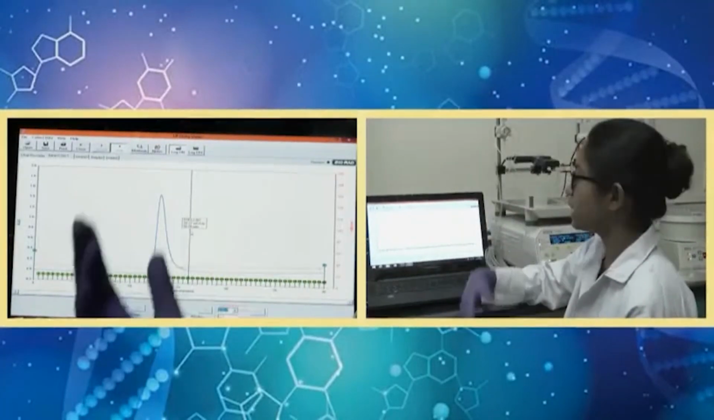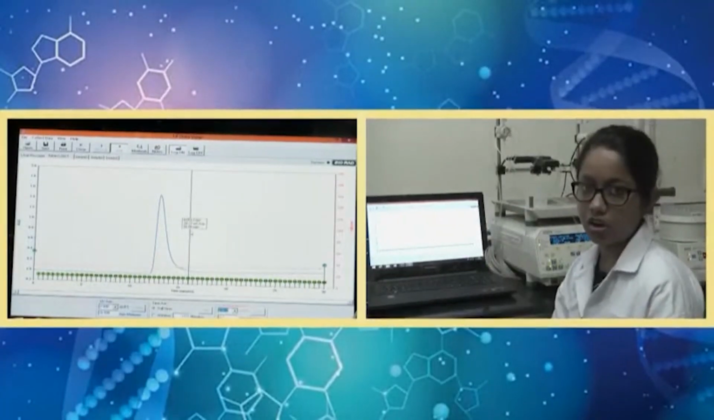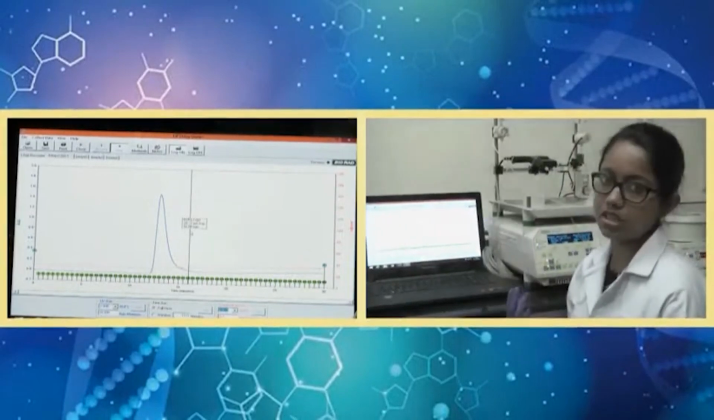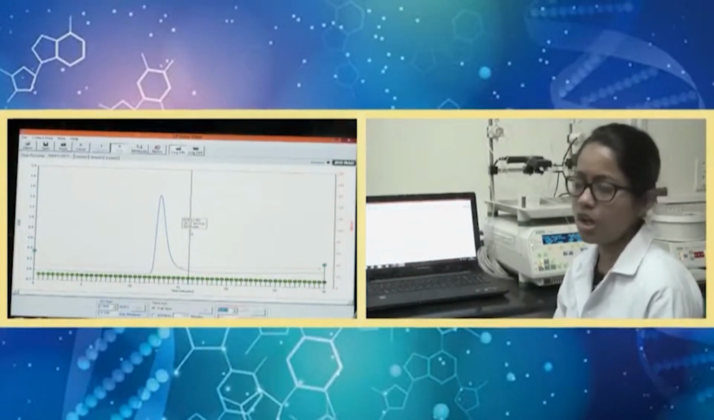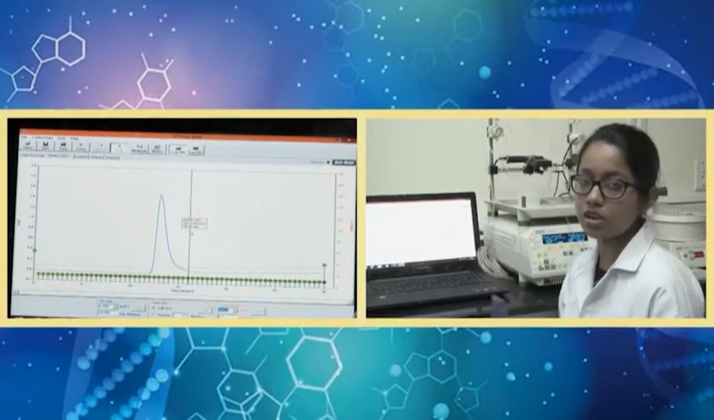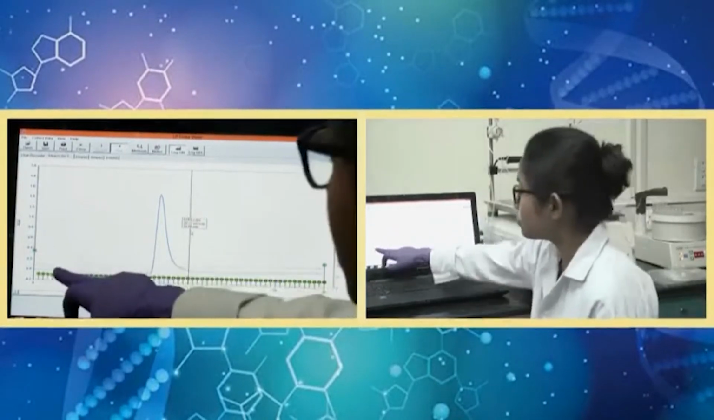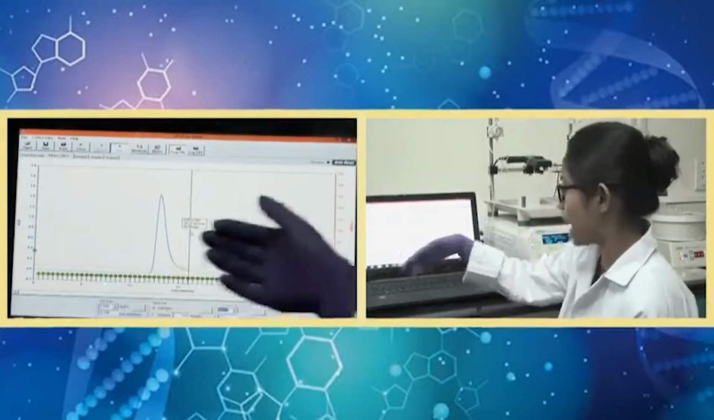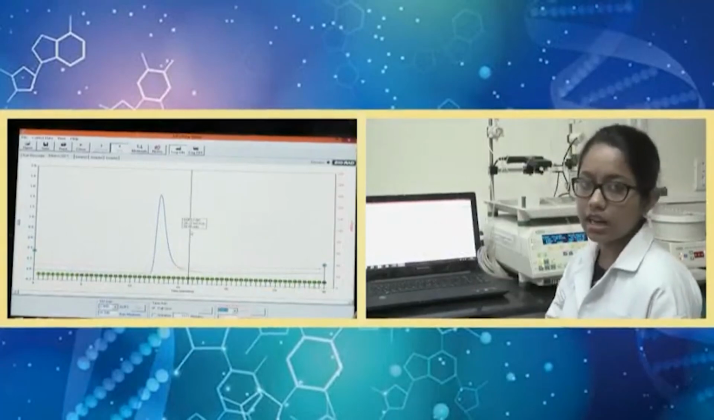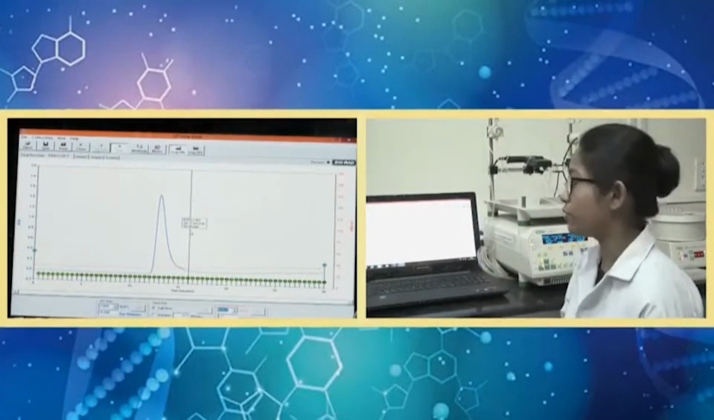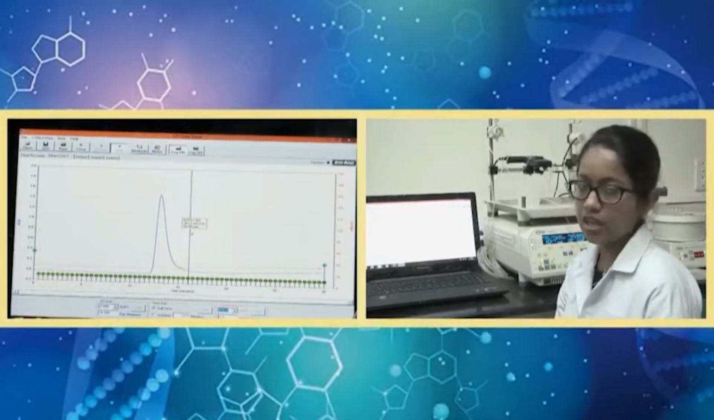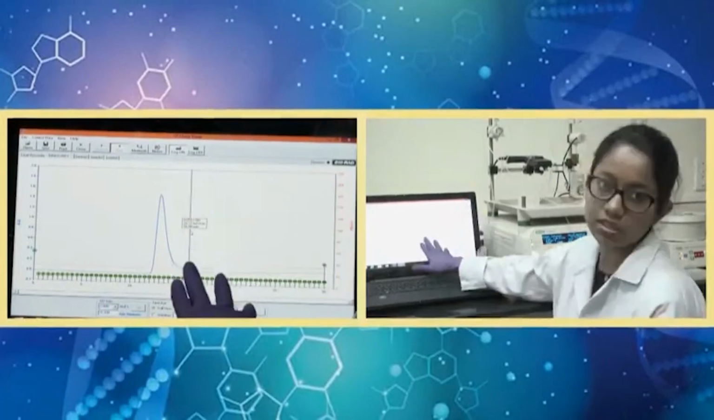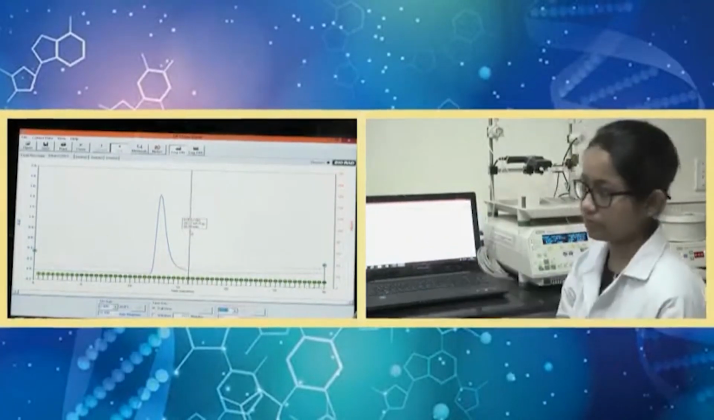Here we have attached a nickel Ni-NTA column. In this system you can also attach other columns like an ion exchange column, where you might need to increase the salt concentration. So, from this conductance line you can actually monitor that increase in the salt concentration and where your protein of interest is coming from. All these things you can monitor through this computer.